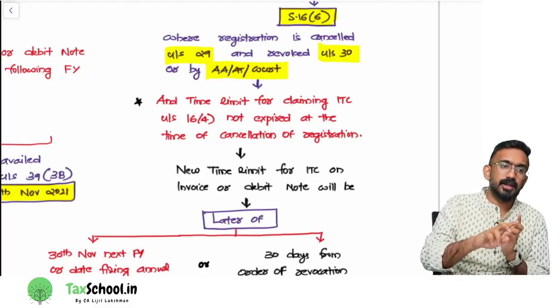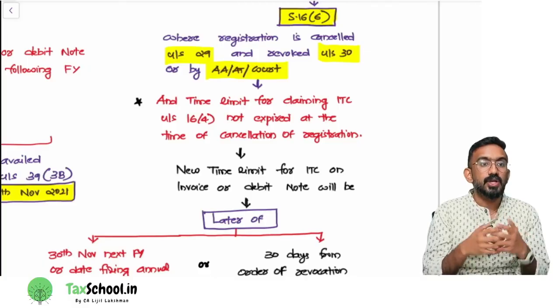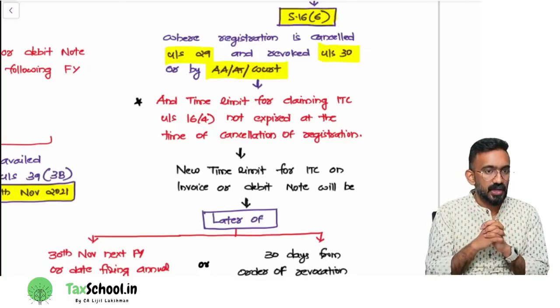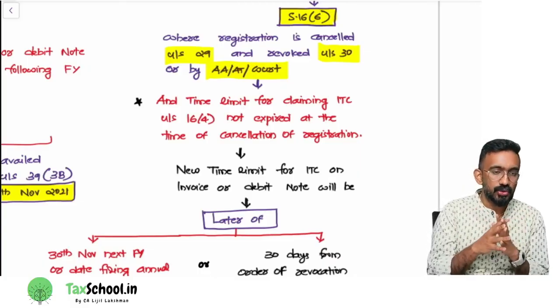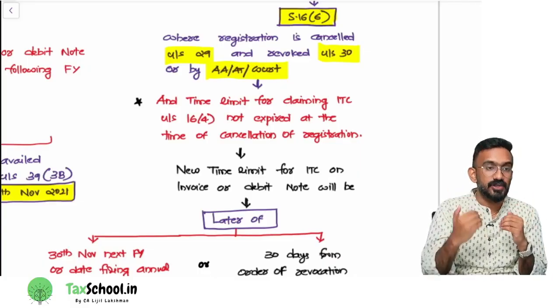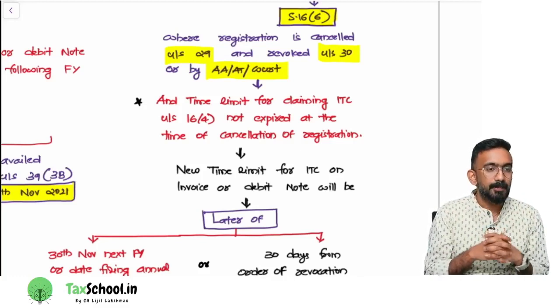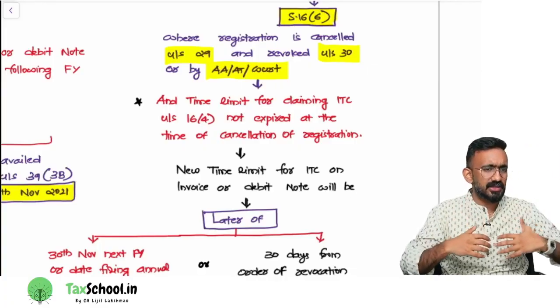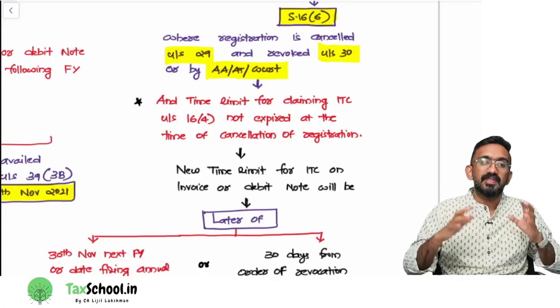In section 29 itself, there is one more cancellation, which we call suo motu cancellation. What is a suo motu cancellation? It means cancellation that is done by the officer. Why would the officer cancel your registration? Because there are 5 scenarios, 5 different types of reasons where they can cancel your registration.